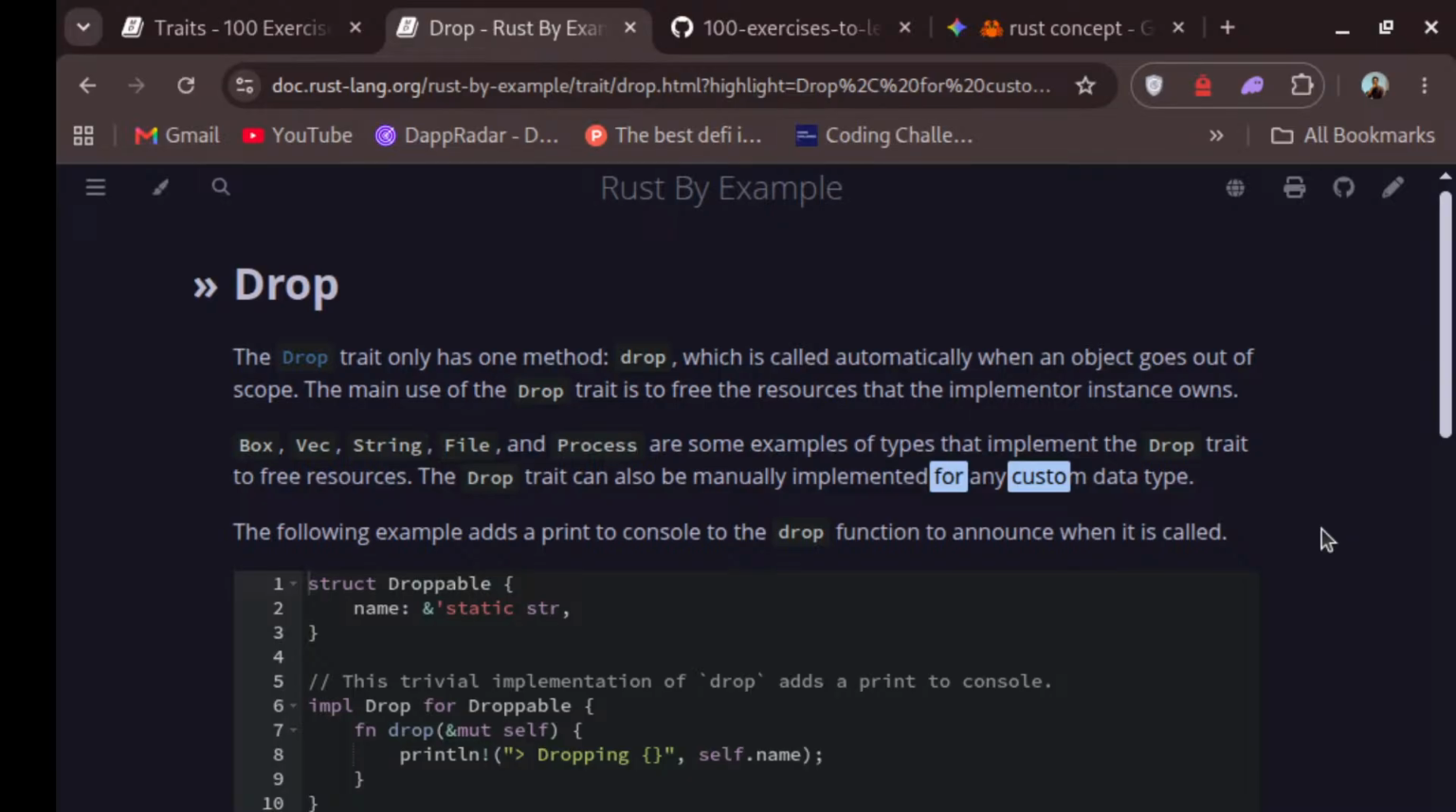So why do we need drop? Because after executing the function, Rust automatically destroys the variable or frees the memory. Why do we need drop? I have that question. Let's find out the question and find out the answer.